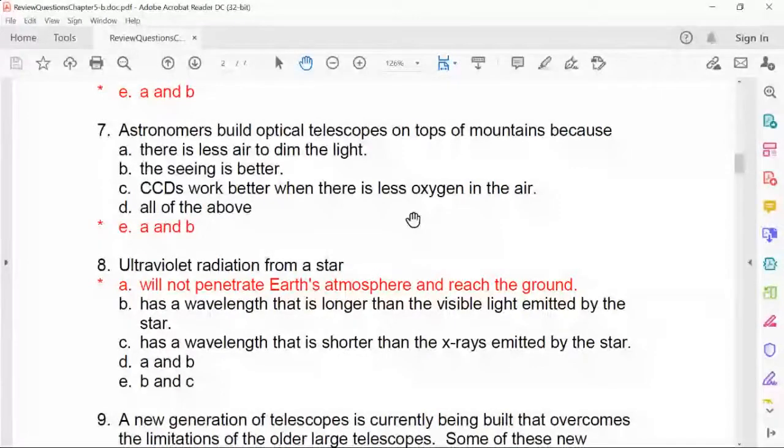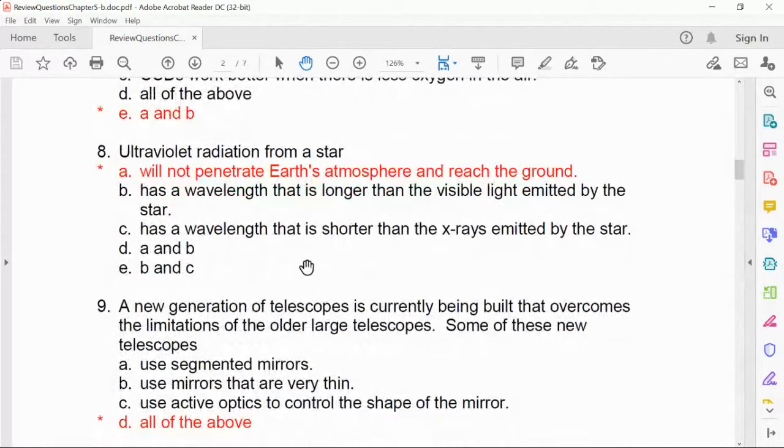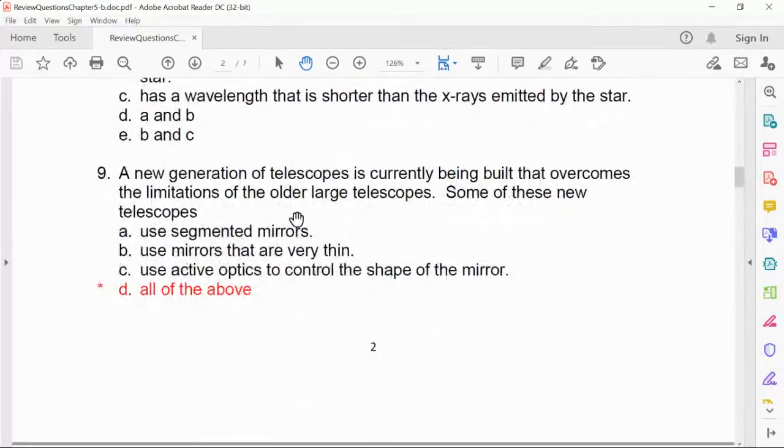Astronomers build optical telescopes on tops of mountains because there is less air to dim the light and the seeing is better. So that's why we want to avoid as much as we can from the atmosphere of the Earth. 8, ultraviolet radiation from a star will not penetrate Earth's atmosphere and reach the ground. So if we want to study that, we have to do it from outer space, outside the atmosphere of the Earth.